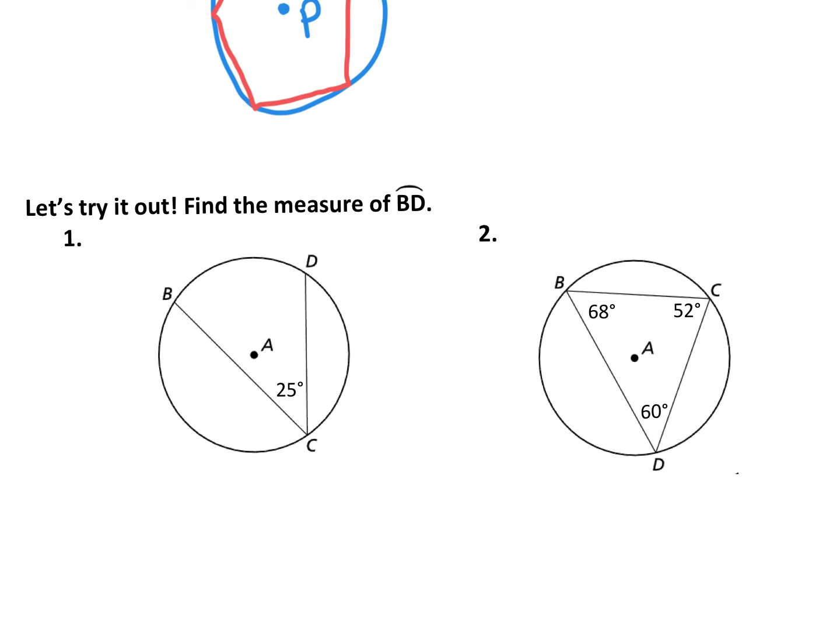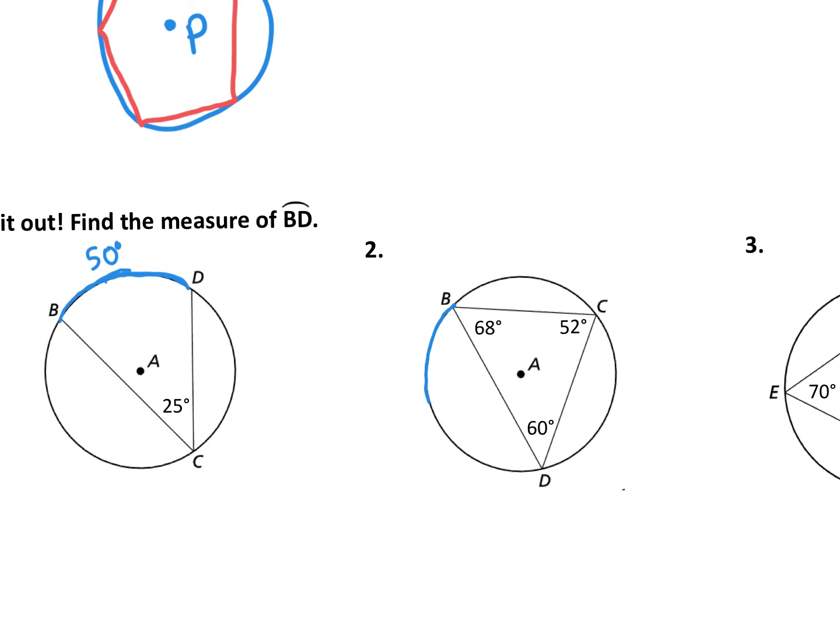So we want to find the measure of BD. And here the arc BD is here. It is 25 here. That inscribed angle is half of arc BD. So BD is 50 degrees. BD here is this angle. So we want to find the inscribed angle that matches it. So the one that's all the way on the other side, which is the 52 degrees. 52 is half of that, so we double it. So that is 104 degrees.